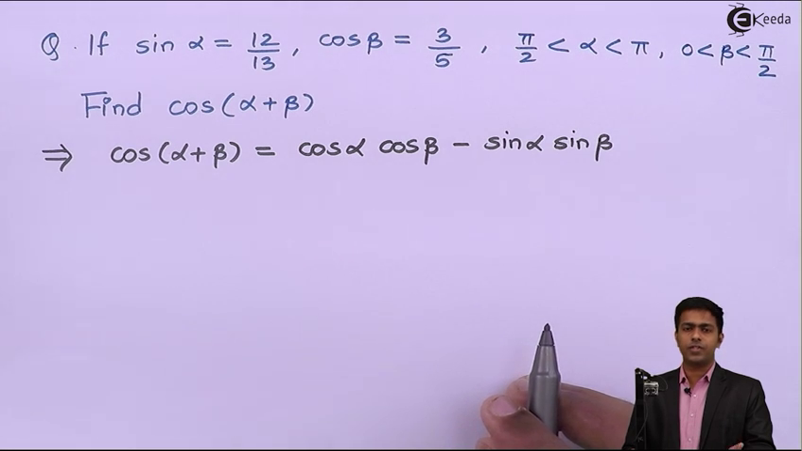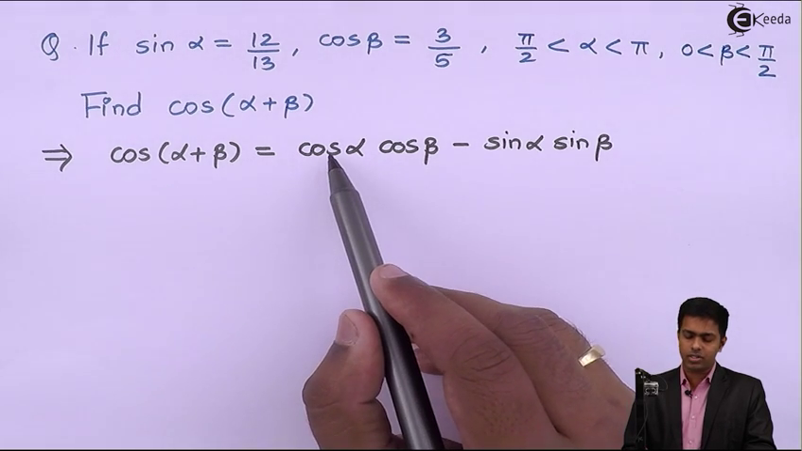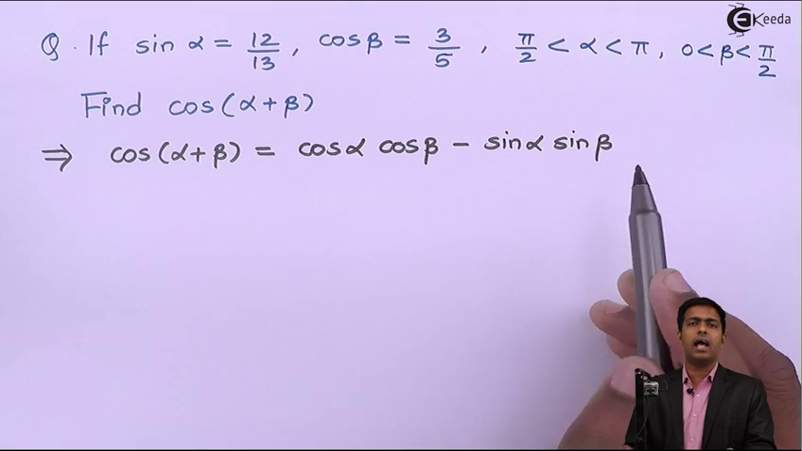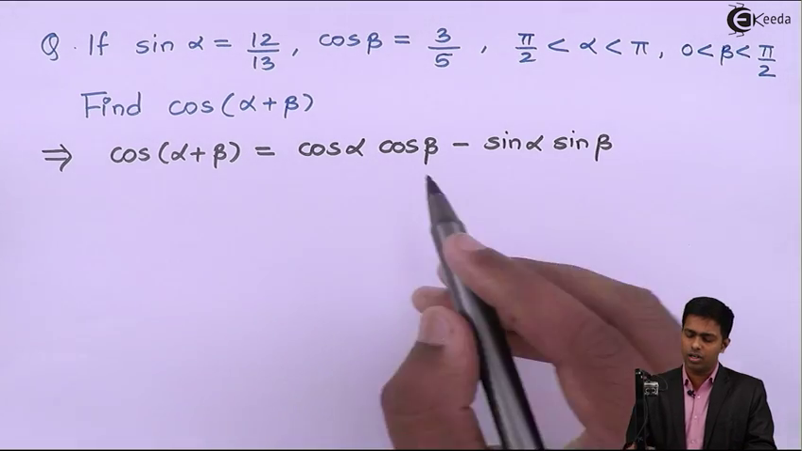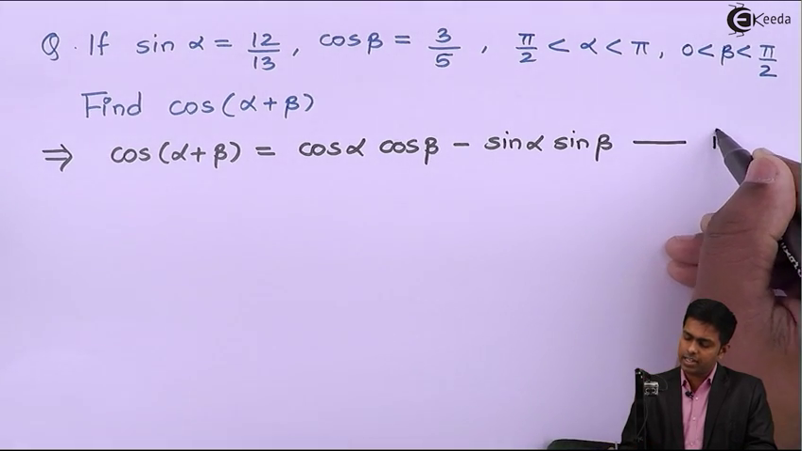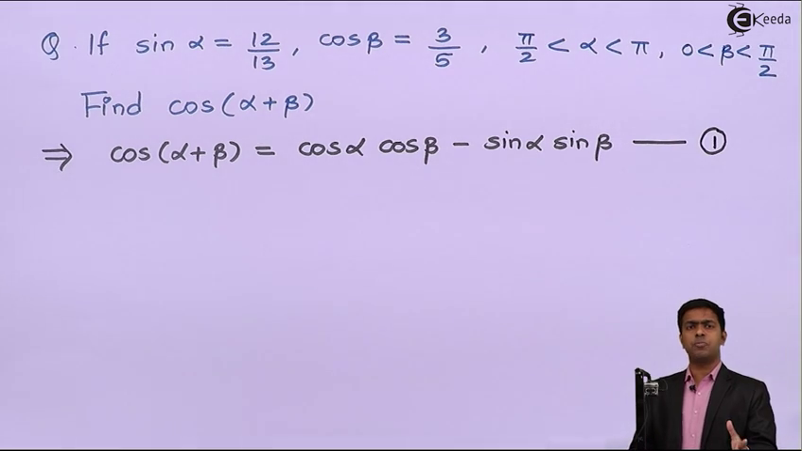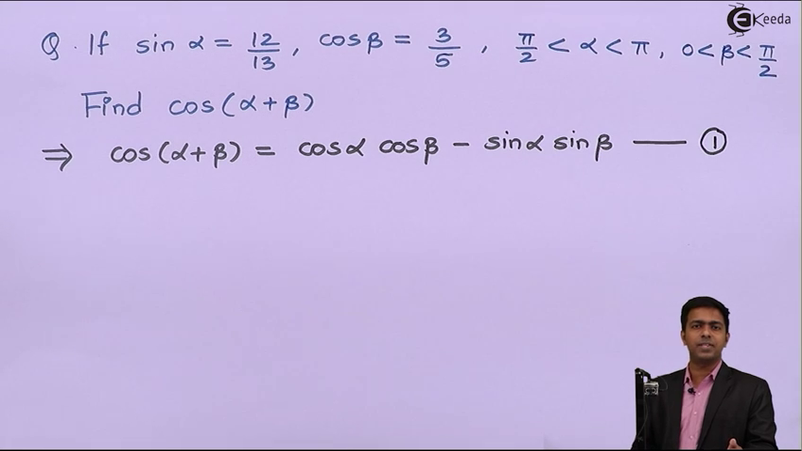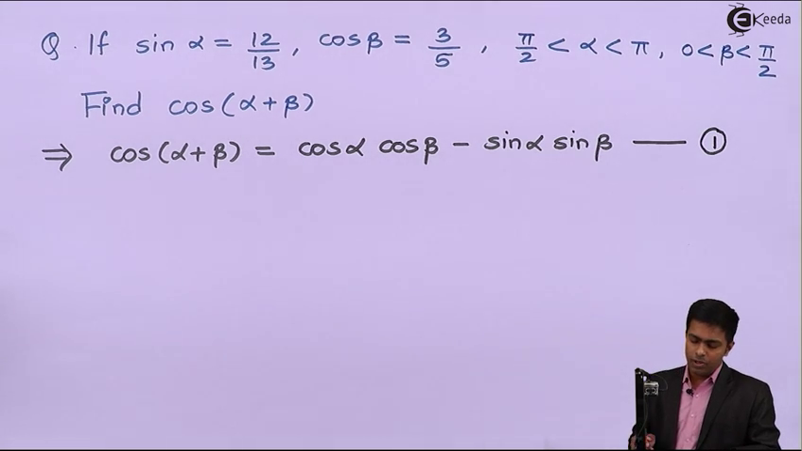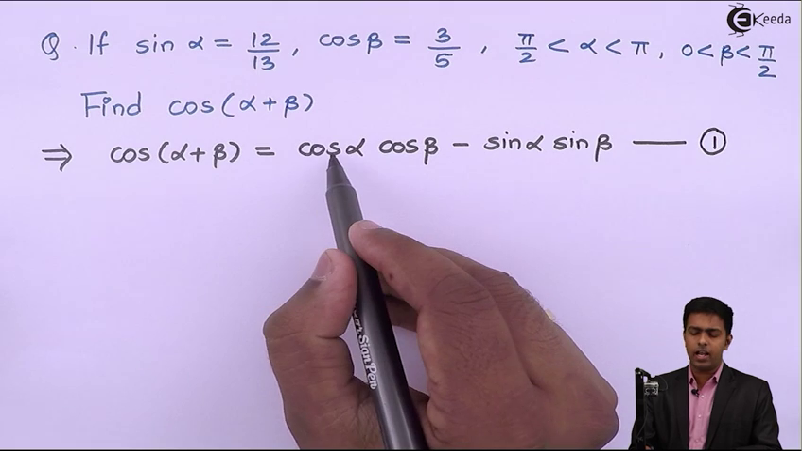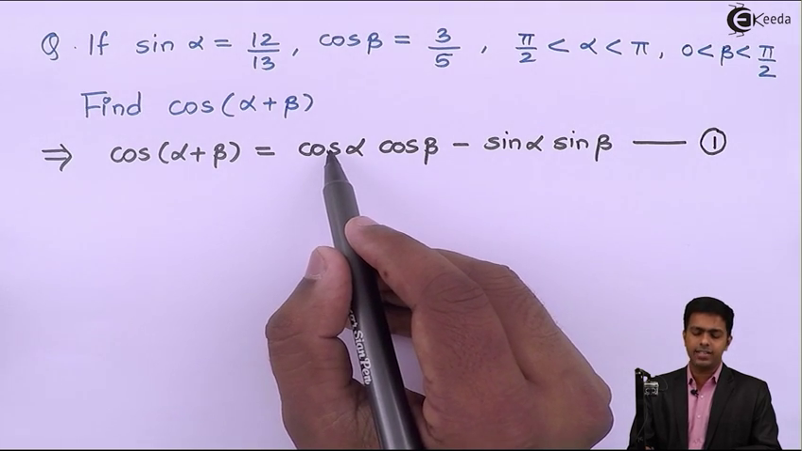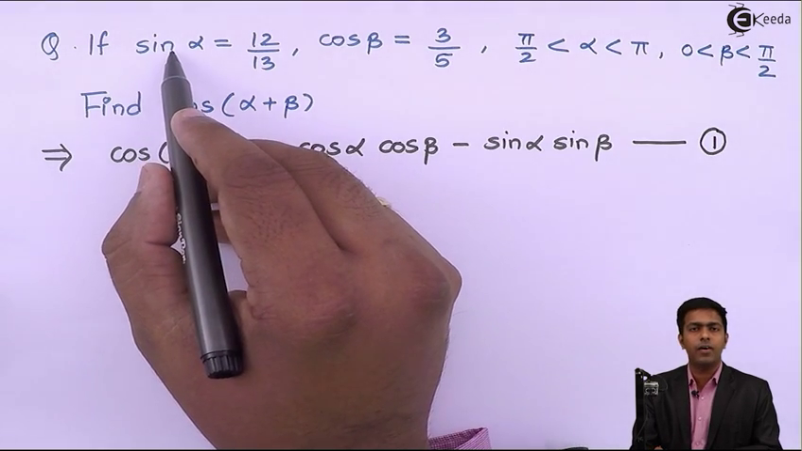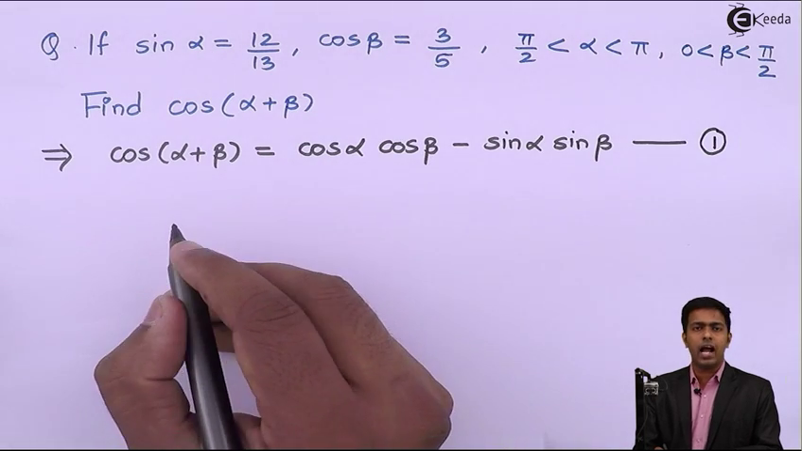So first of all, let's find out the value of cos alpha and sin beta, and then let's substitute these four values here. For that, I'll call this equation number 1, and by substituting the four values, we can get the value of cos of alpha plus beta. So let's start. To get the value of cos alpha, we will find it from sin alpha, and for that we will use the identity.